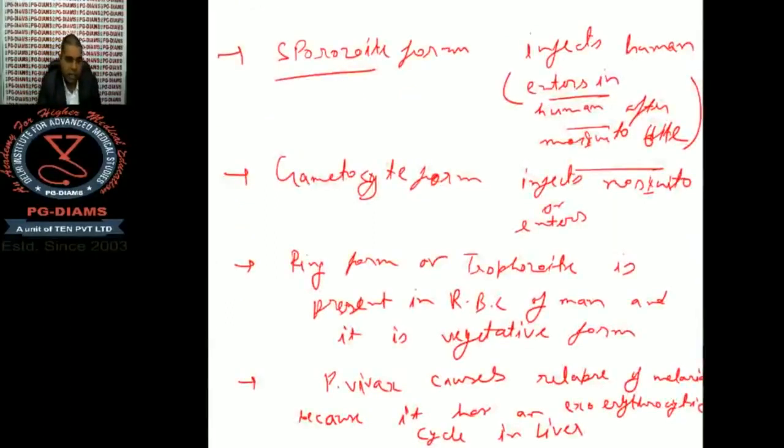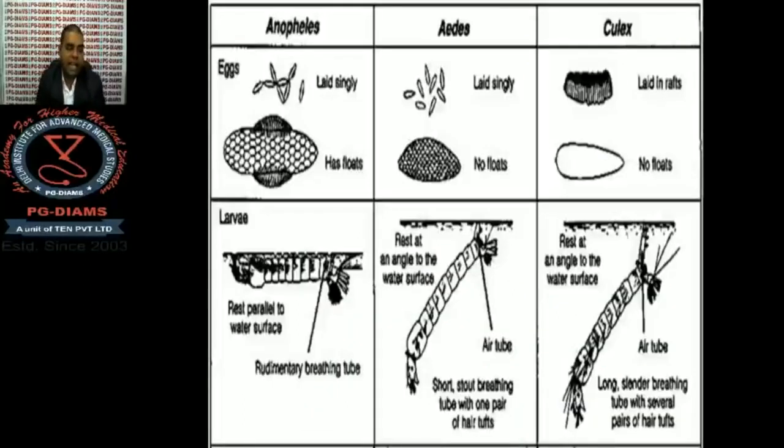4 points clear. Sporozoite form infects human, gametocyte form infects mosquito, ring form or trophozoite is present in RBC of man and it is the vegetative form, and Plasmodium vivax causes relapse of malaria because it has an exoerythrocytic cycle in liver. Okay. Now, the last question which may come is regarding the eggs and larvae of Anopheles. Again, you need to remember 2 points.